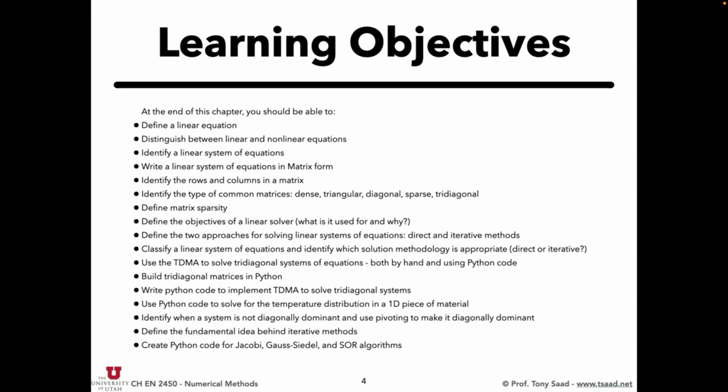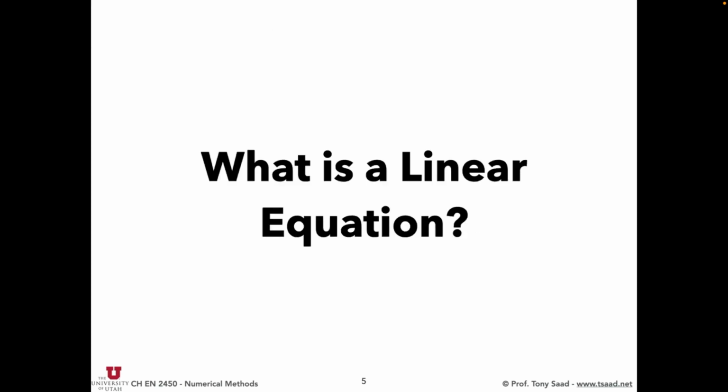And identify what diagonal dominance is, and when a system is not diagonally dominant, how to make it diagonally dominant. You'll see what that means. The idea behind iterative methods, and then finally write code for three iterative methods: Jacobi, Gauss-Seidel, and successive over-relaxation. Okay, let's start. What is a linear equation?